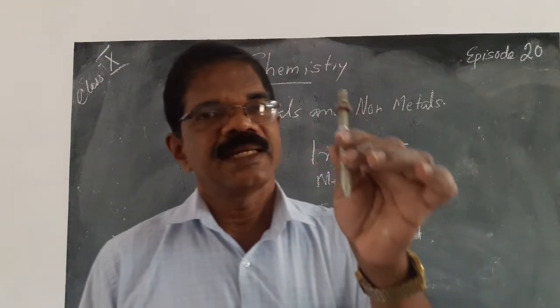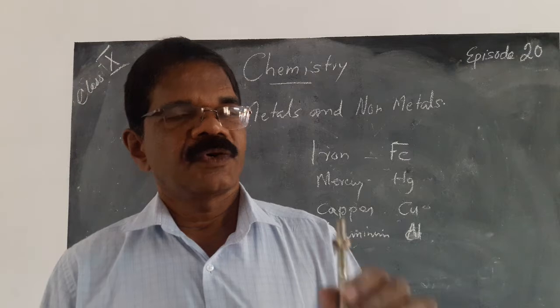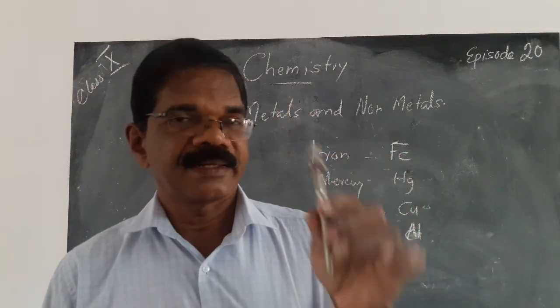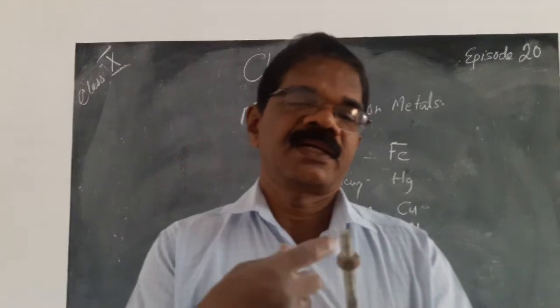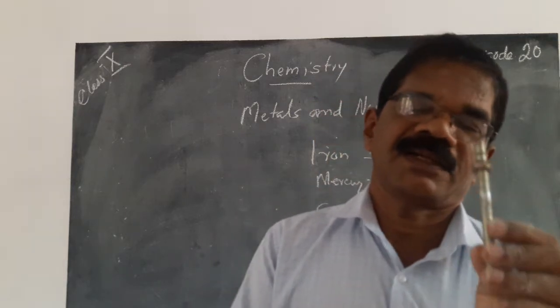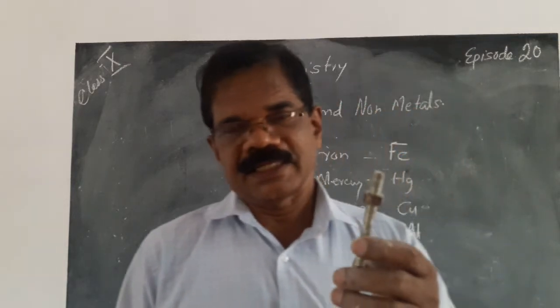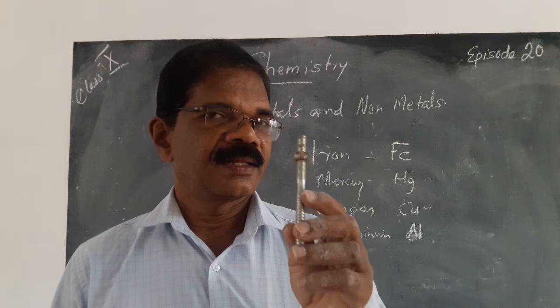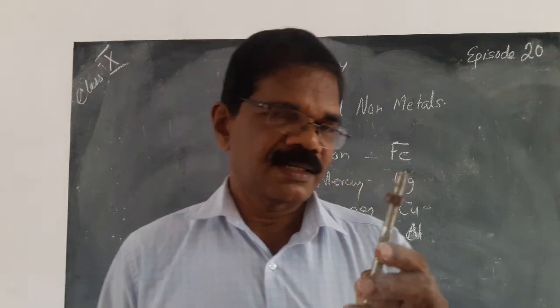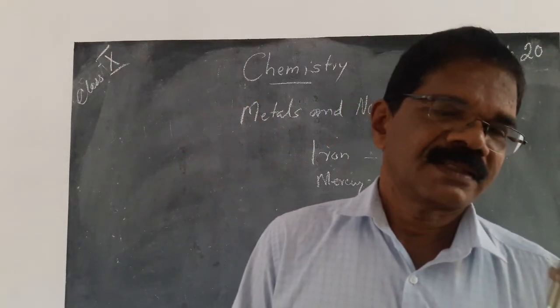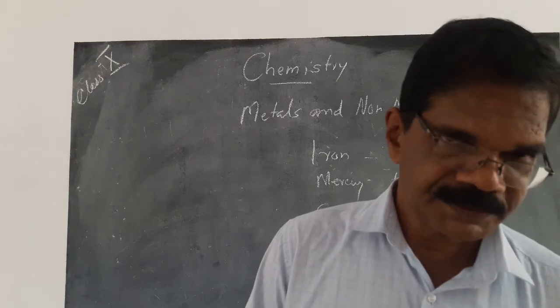All metals are lustrous. All metals are hard. If it is hit with a hammer, there is no change at normal conditions. They are hard, and they are lustrous. Then can you say other properties?